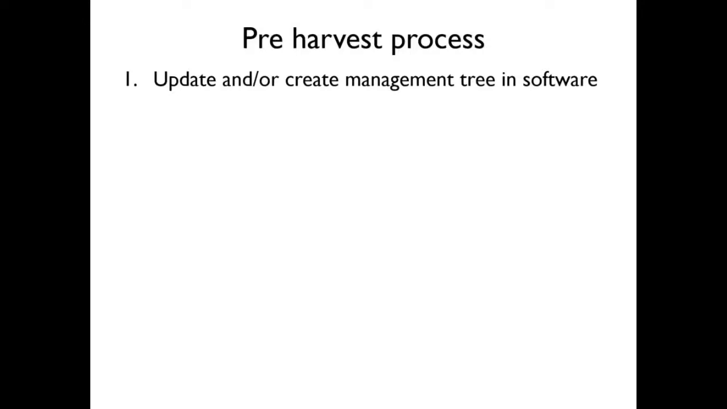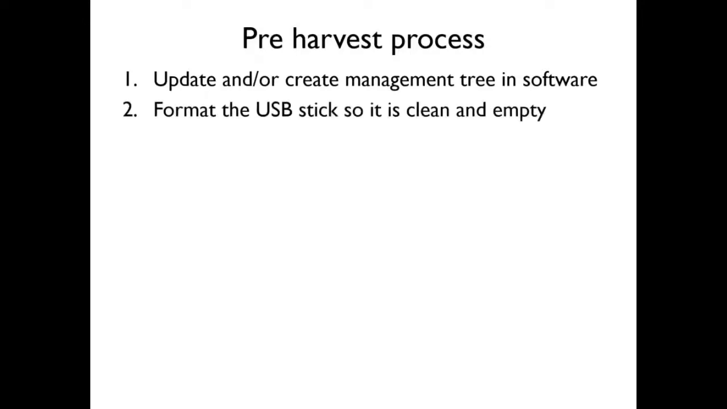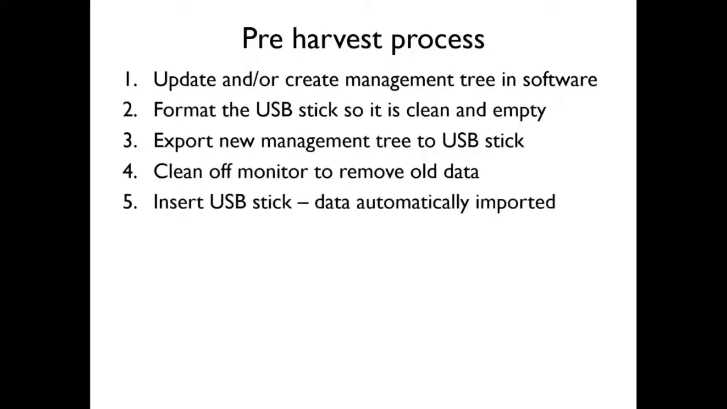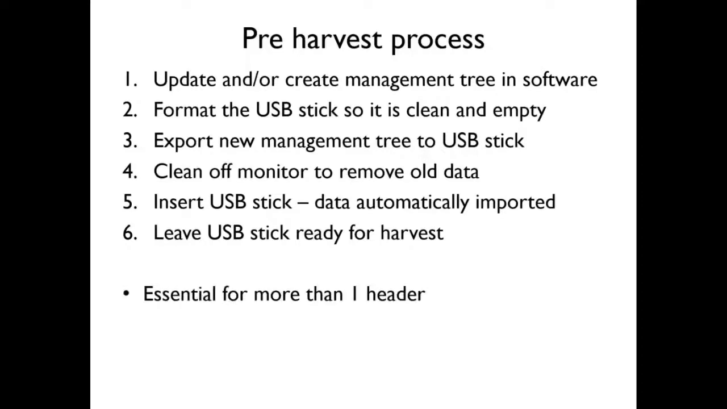First of all, we want to create a new or update the management tree in the software to ensure that it is accurate. Secondly, we want to format a USB stick so it is clean and empty. Thirdly, we want to export the management tree to that USB stick. Fourthly, we clean off the monitor to remove any historical data. Then we insert the USB stick, turn the monitor on, and your management tree is imported automatically into the monitor. We just leave the USB stick in there, ready for harvest. This process is essential if you have more than one header.